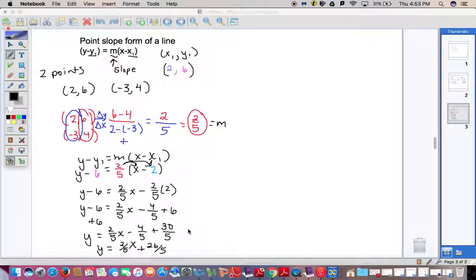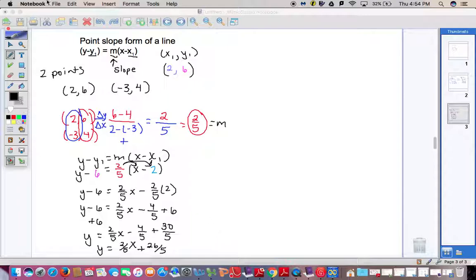And hopefully I didn't do anything wrong. I'm looking. It's looking pretty good. Okay, so that is how you use the point slope form of a line. If you're given 2 points, you first find the slope, and then you substitute it into your equation and choose one of the 2 points to use as x1, y1, and then go ahead and solve. Now, it shouldn't matter which equation or which point you choose. You should still end up with the exact same equation.